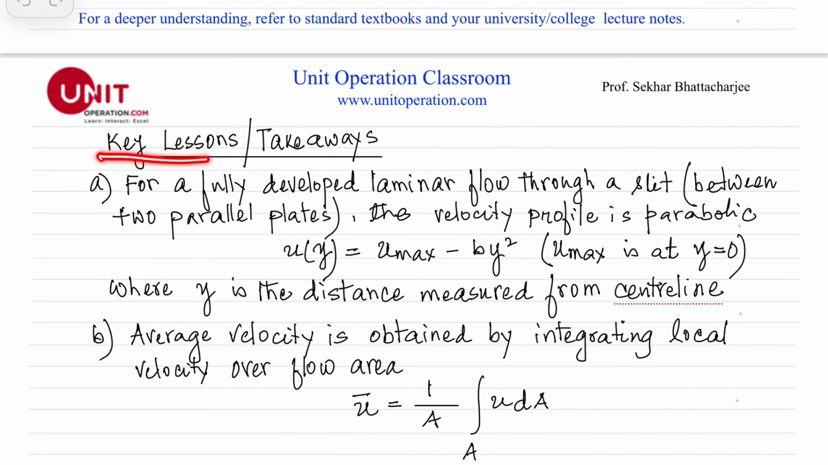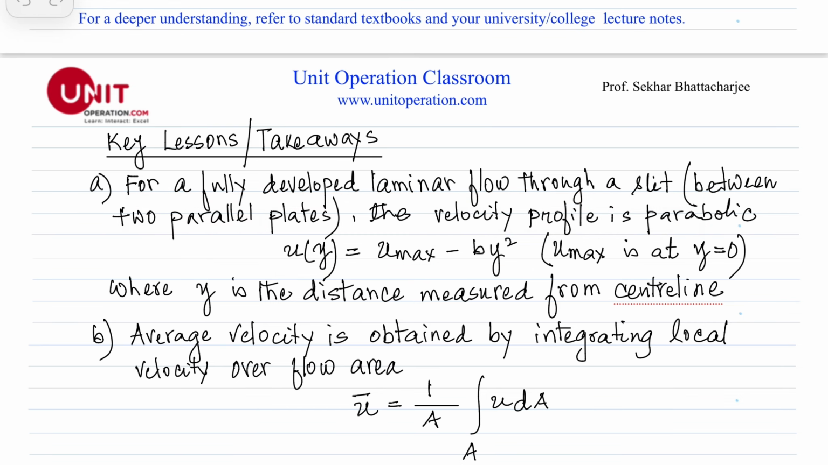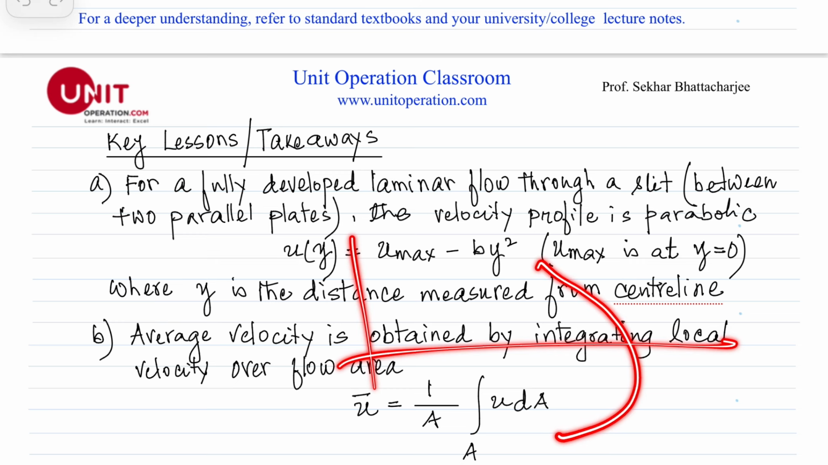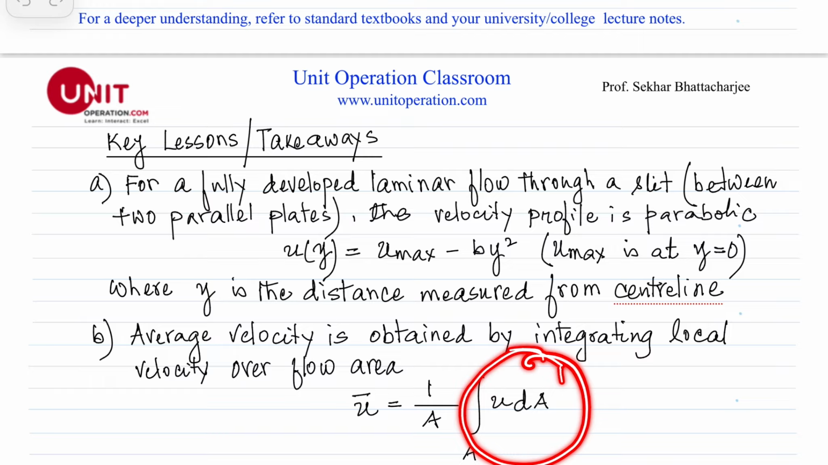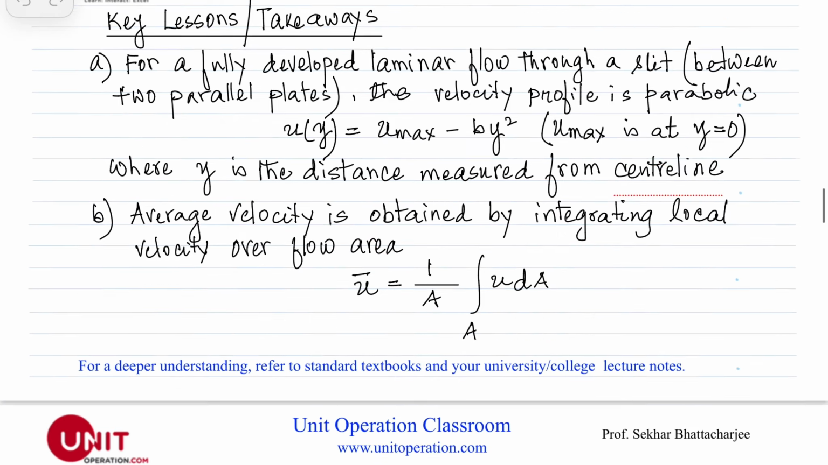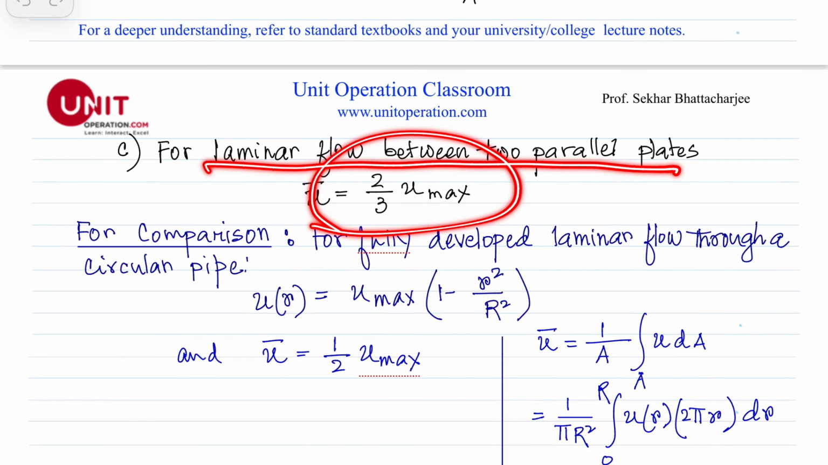Just what are the key lessons and the takeaways from this problem? For a fully developed laminar flow through a slit between two parallel plates, the velocity profile is parabolic, we have seen, whereby y is the distance measured from the center line. Average velocity is obtained by integrating the local velocity over the flow area. So this is the volumetric flow rate divided by the flow area, and that gives you the average velocity. For laminar flow between two parallel plates, this is 2/3 of the maximum.